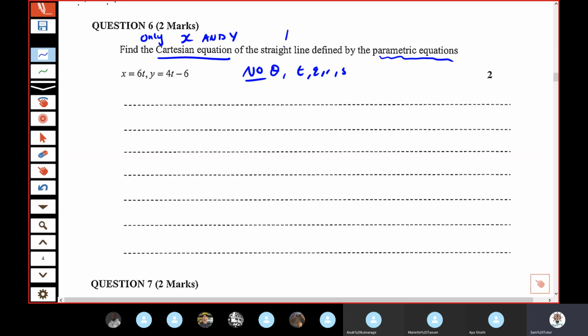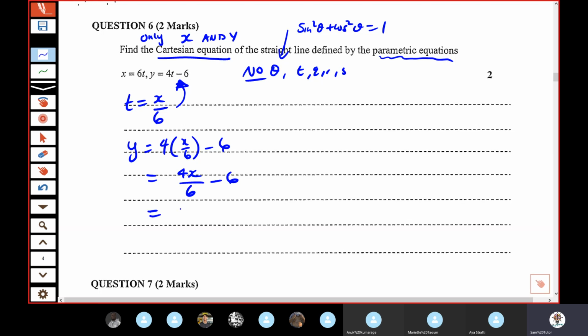If it was theta, you'd probably use this identity. If it was T, Q, R, and S, then for the easy questions I usually make T the subject and then sub it into the Y value. I did a nice one with my U12s the other day, which I like to give to you guys. So 2x on 3 minus 6, and that's it. That's an equation with x's and y's. If you want to take this to an upper level, let's see if you guys can solve this one.